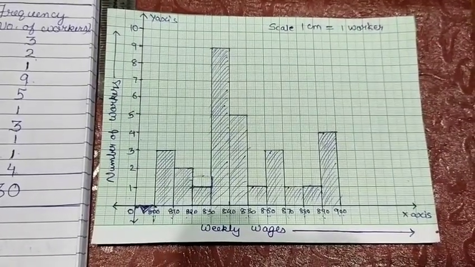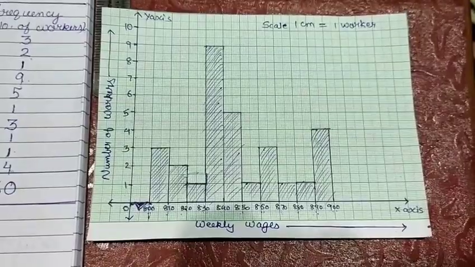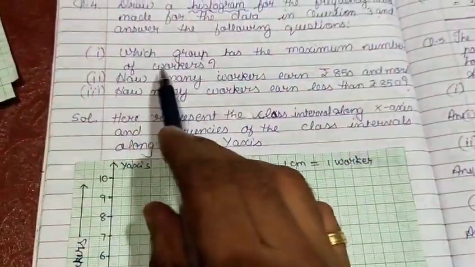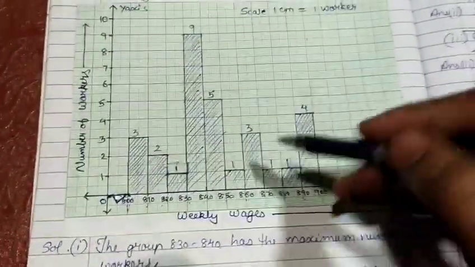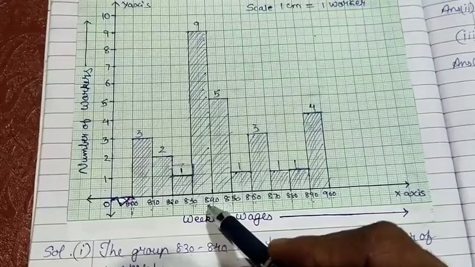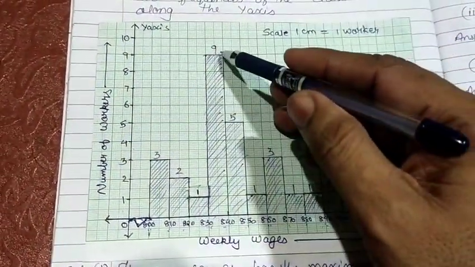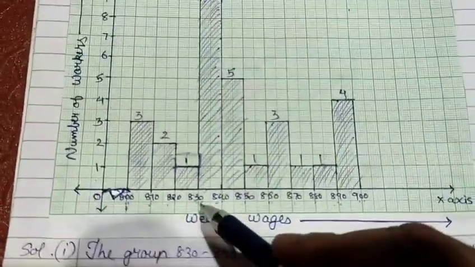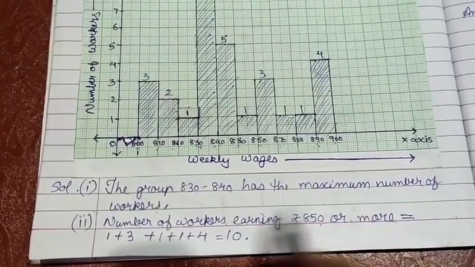Now let us try to give the answers to the given questions. Let us continue with the question. Which group has the maximum number of workers? Now from this graph, we find that the group 830 to 840 has the maximum number of workers. We found that 9 workers used to get a salary between 830 to 840. So let us write in the solution: group 830 to 840 has the maximum number of workers.